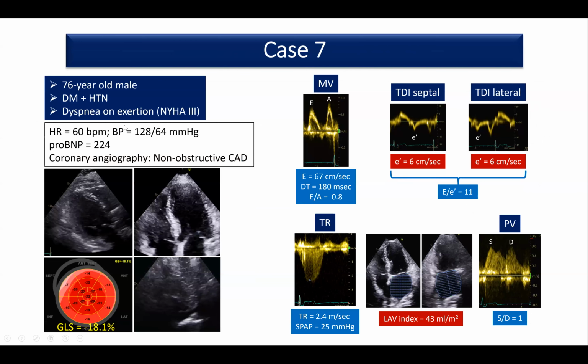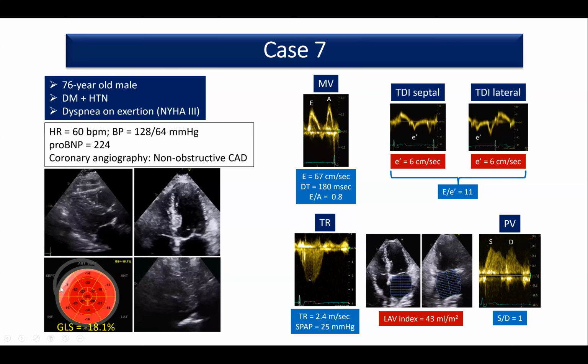This is case number 7, a 76-year-old male, diabetes and hypertension, who has dyspnea on exertion, NYHA functional class 3. As you can see, the patient's vitals are normal. The pro-BNP here is not abnormal, only 224. The patient had coronary angiography, which showed non-obstructive coronary artery disease. As you can see here, the LV ejection fraction is normal. The strain, the GLS, is reasonably okay at minus 18.1.